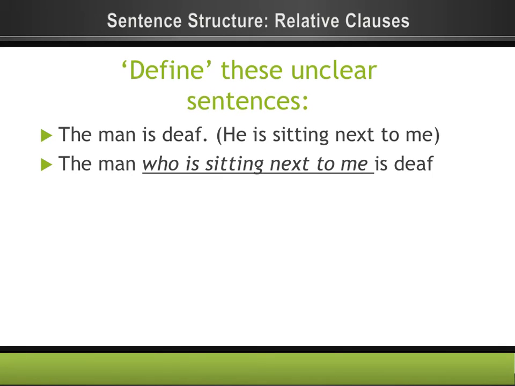So there's the answer. No comma, because no name. No name, no comma. And the information goes in the middle. And the joining word is who, because it's a man. The man? Which man? The man who is sitting next to me is deaf.